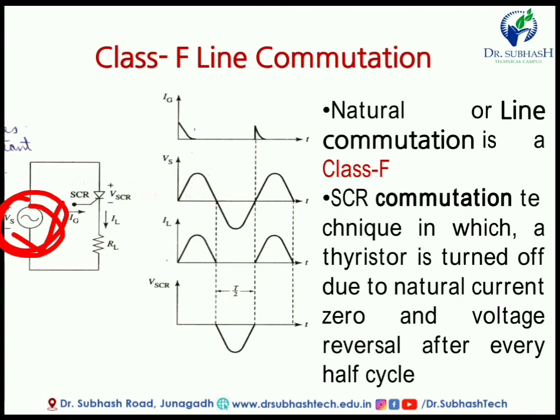Then this is the SCR that you have to turn off in the circuit. Then this is the RL load. Here the circuit is simply given: an SCR with one resistor connected to the AC load. Now friends, we already know this one is the gate pulse and this is the AC signal.